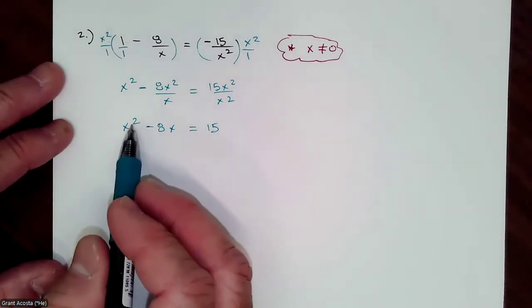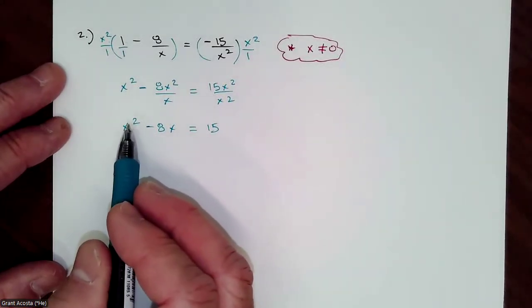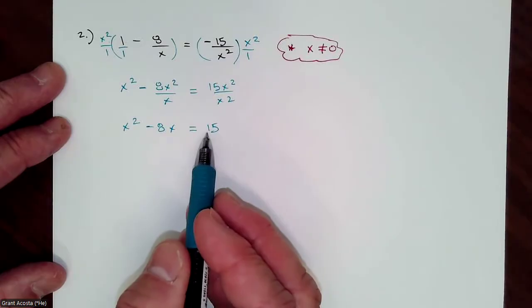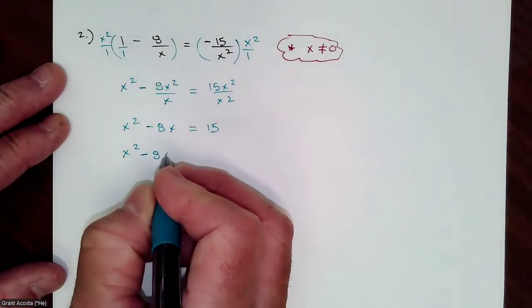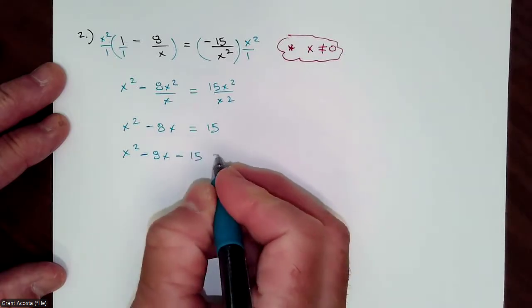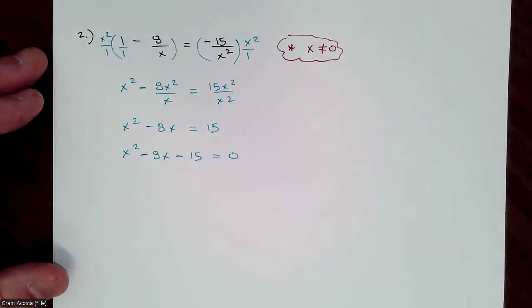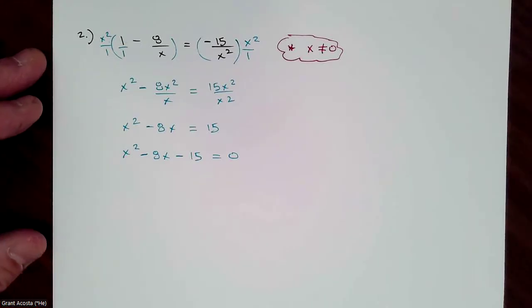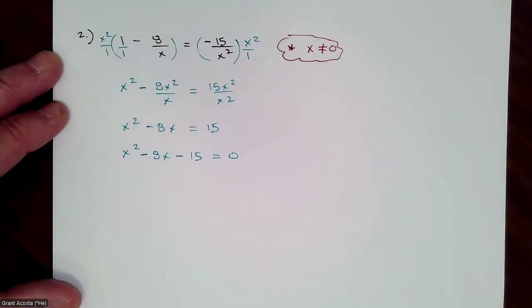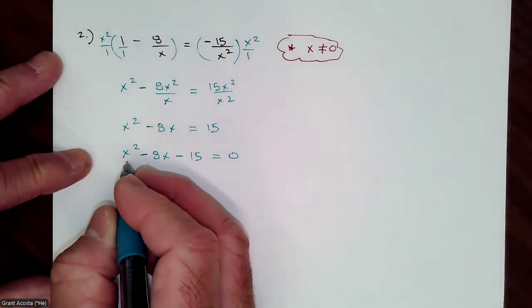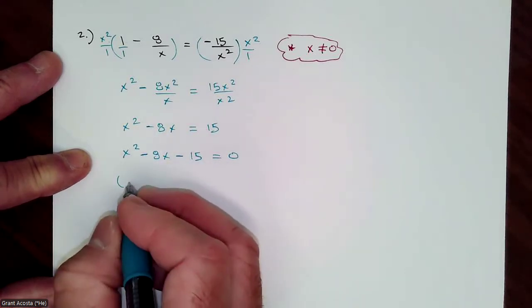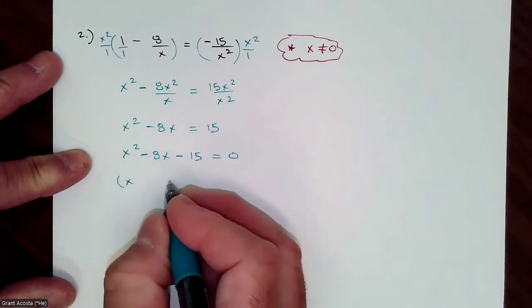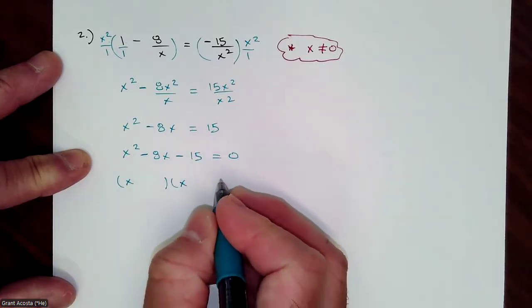Okay, now we have to have the wherewithal to know that if I've got x squared minus 8x equals 15, if I move that 15 over, then this is equal to 0. And we can solve this by factoring, something else we've been doing recently. So this factors: two numbers that multiply to negative 15 and add to negative 8 would be negative 5 and positive 3.